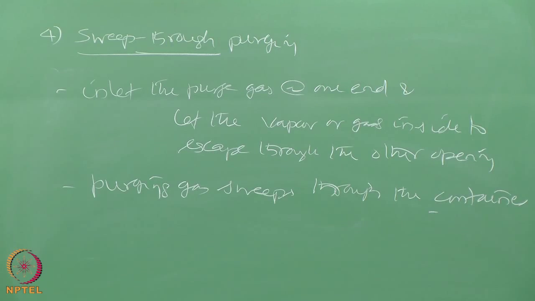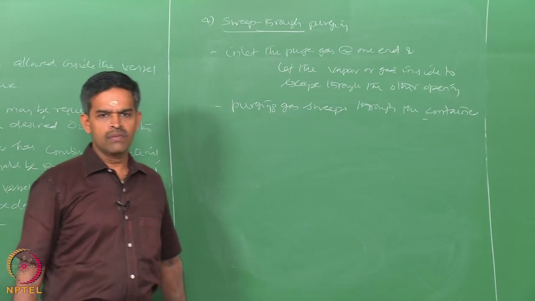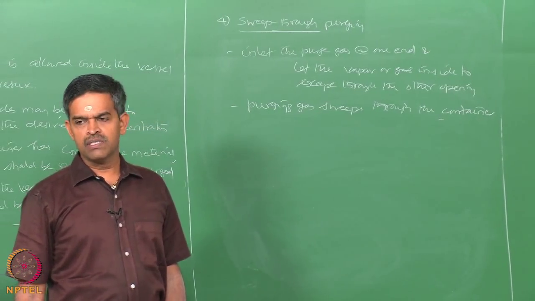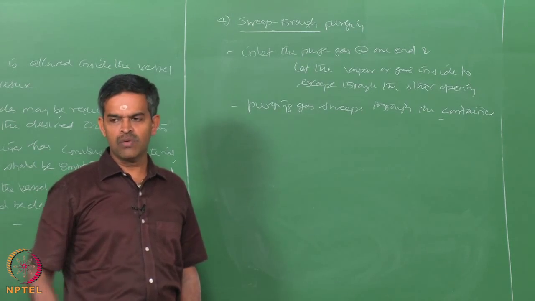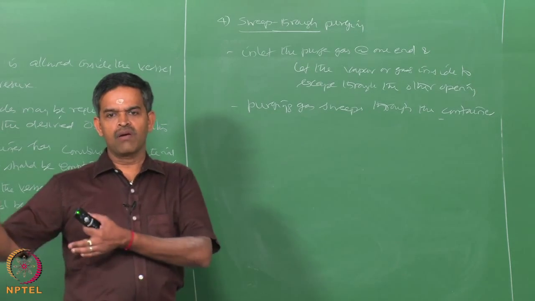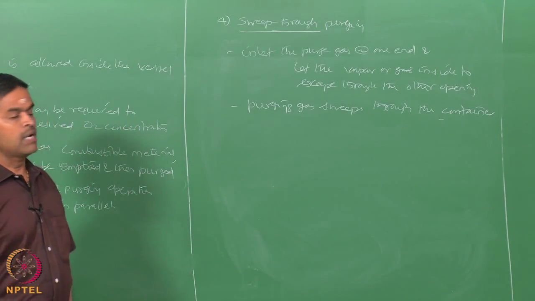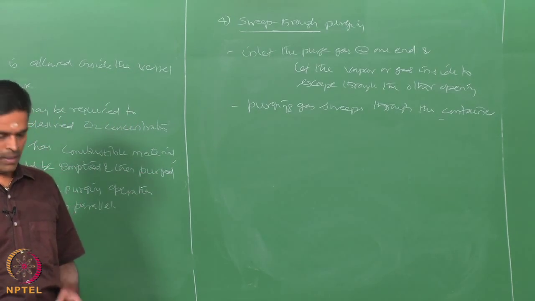In this case, the quantity of purge gas required depends upon the physical arrangement you have. Pipelines can be effectively purged with a little amount, a small volume, of purge gas, if the gas can be introduced at one end and the exit mixture can be taken away at the other end, and both operations happen in parallel.